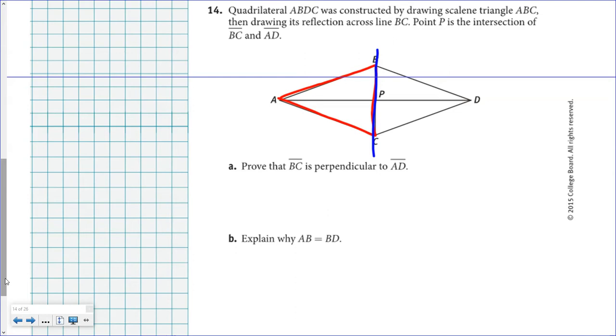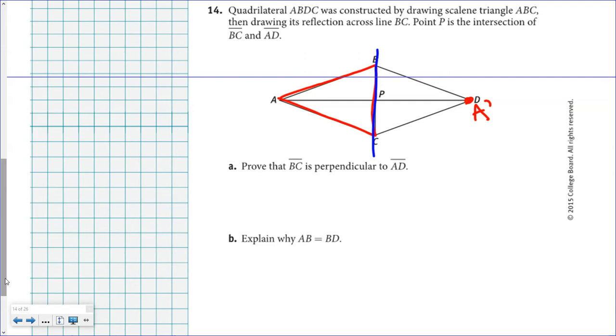So when we reflect, A prime ends up mapping to where D is. So the reflection maps A to point D. By the definition of a reflection, that means that AD, that line segment, is perpendicular to the line of reflection. That's part of the definition of a reflection. And so the line of reflection in this figure is BC. And so that's how we know that they are perpendicular. And that's all they were looking for on that one.